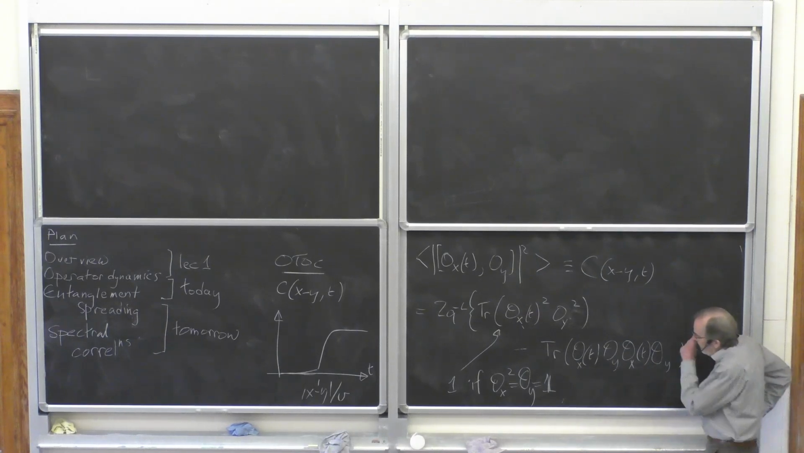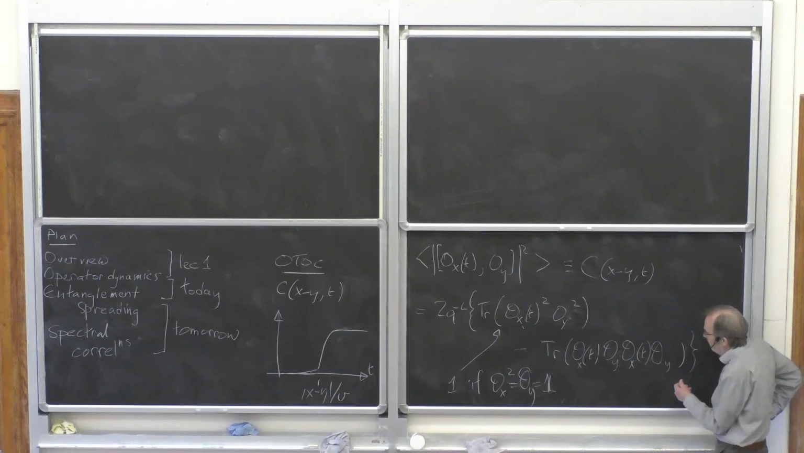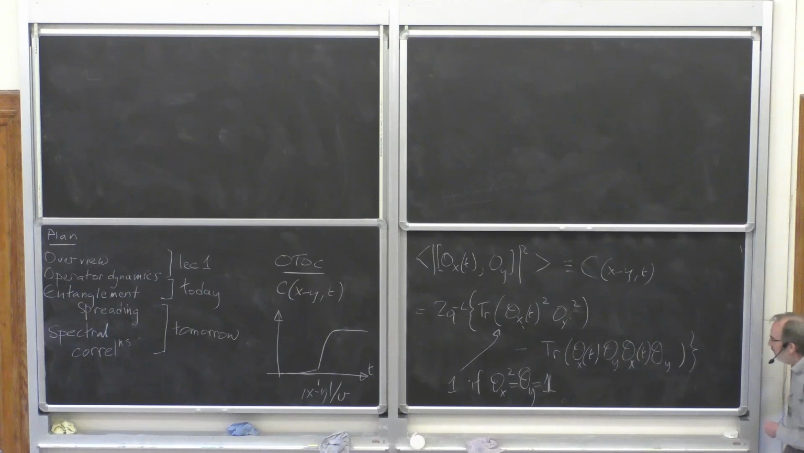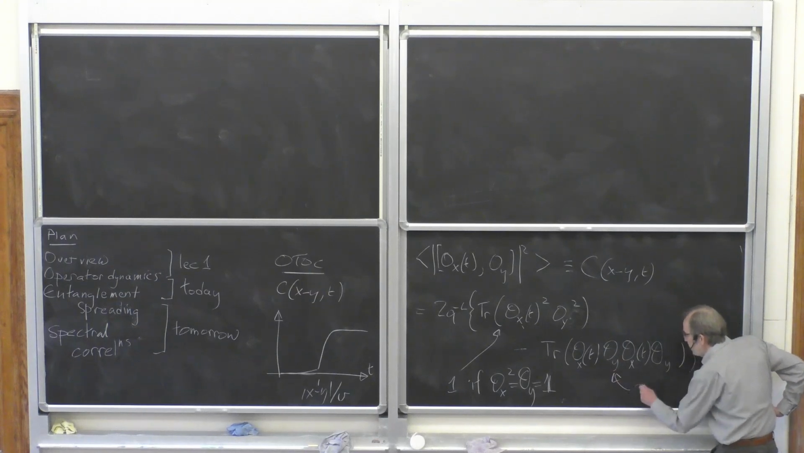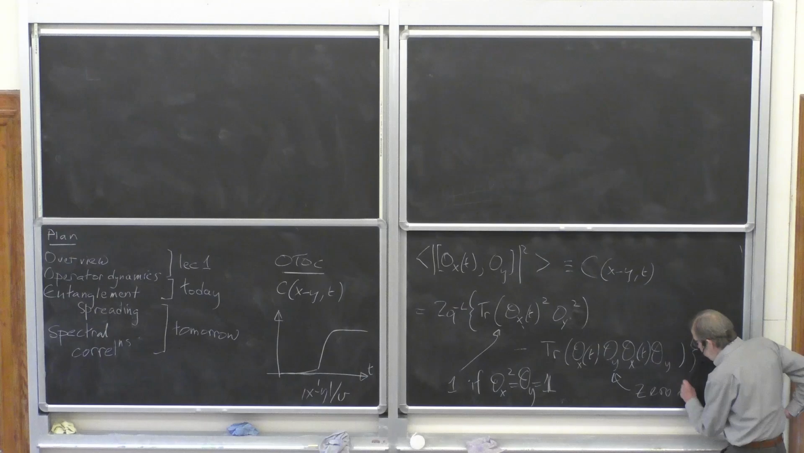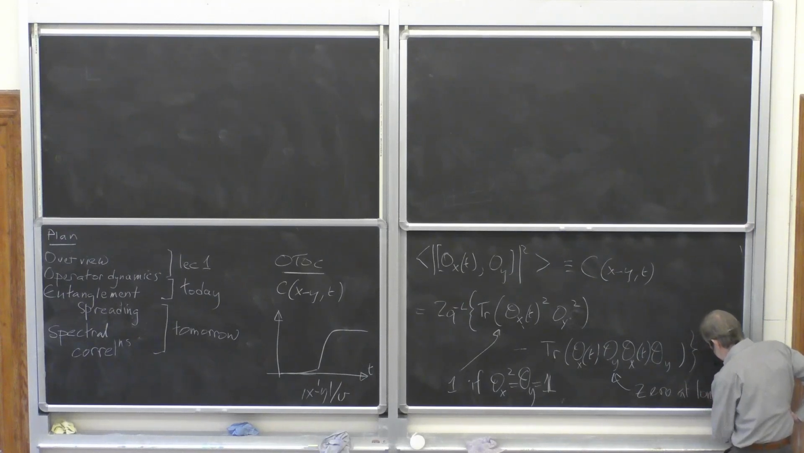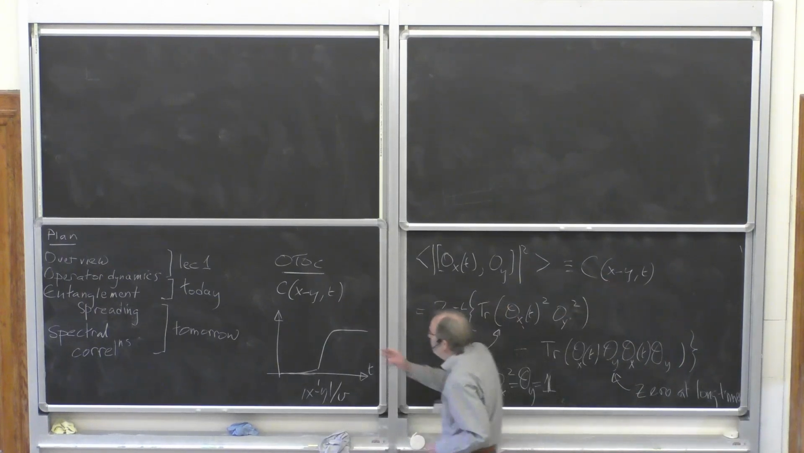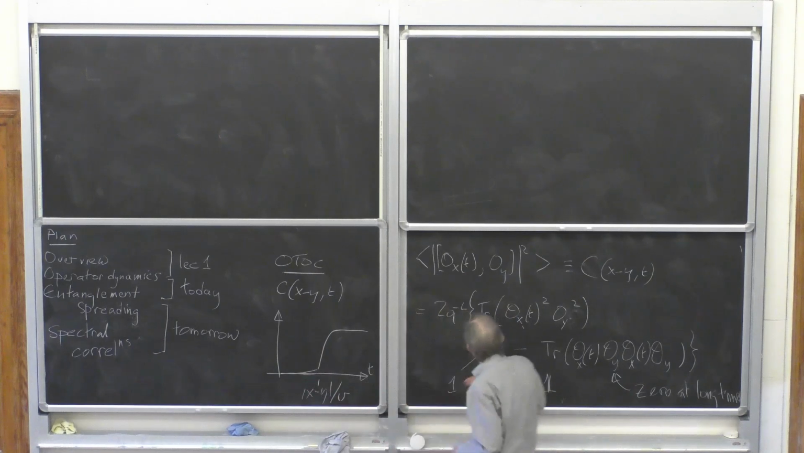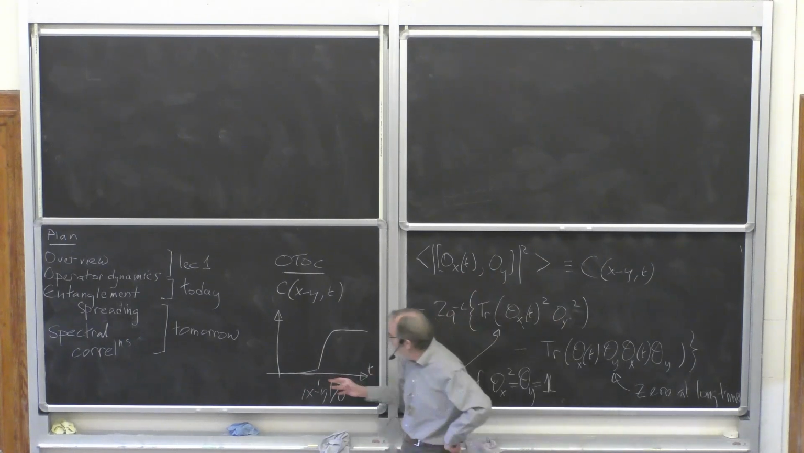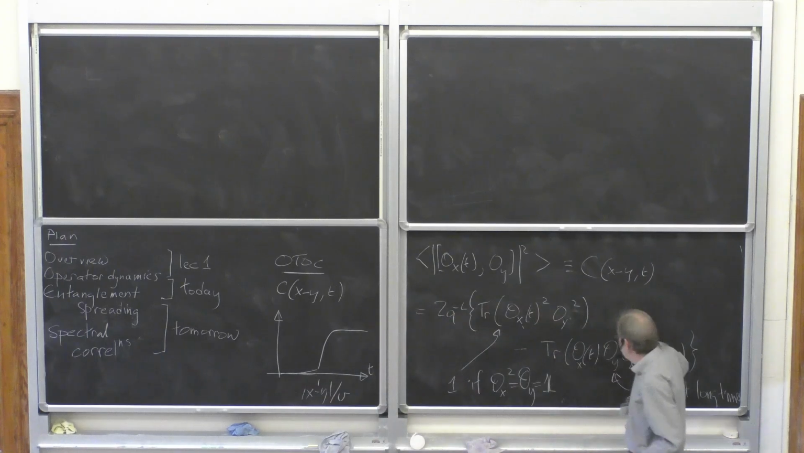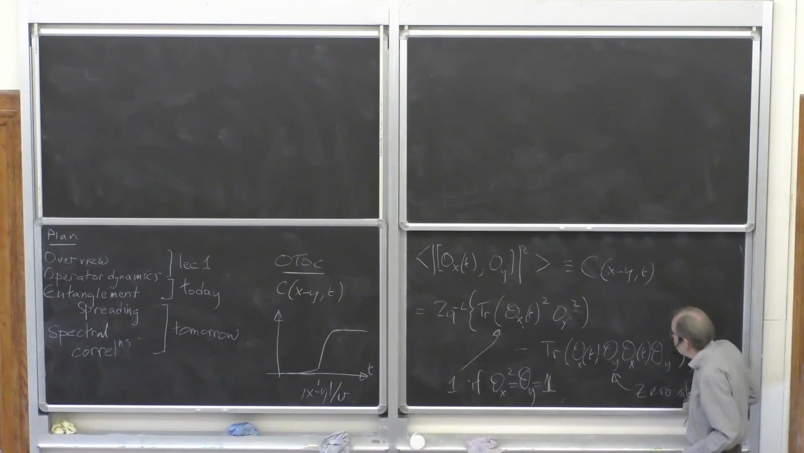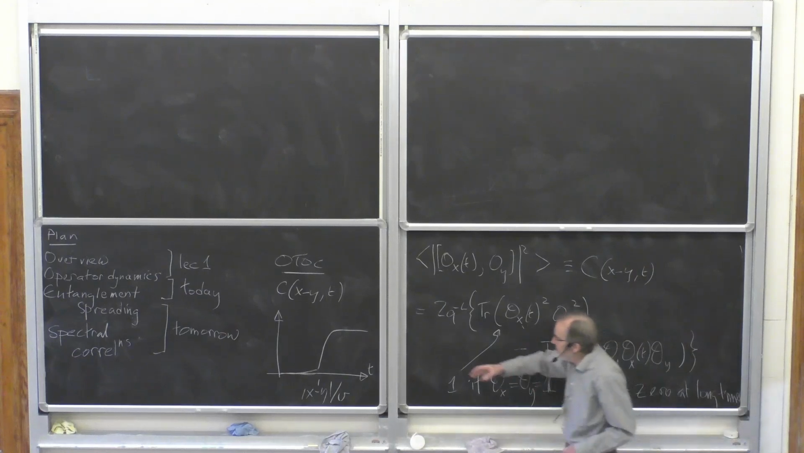Silvia Pappalardi, at the end of her last lecture, explained how one expects this to go to 0 at long times. So this is 0 at long times. If we put those ideas together and think about the behavior of this correlator, then at early times, we expect these operators to commute, and so we get 0. And at late times, this term goes to 0, and this term goes to a constant, so we get this plateau.